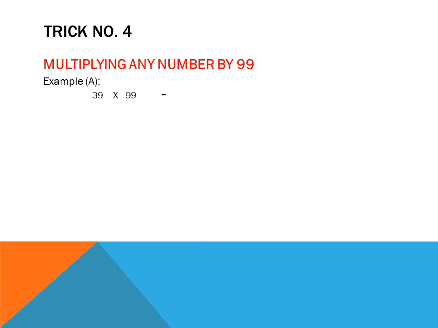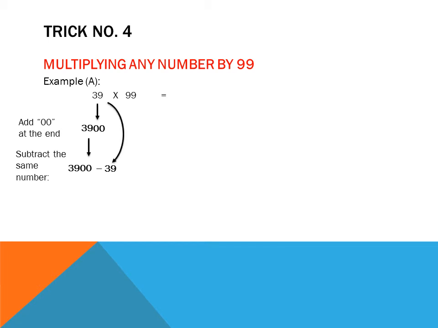Now trick number 4. Multiplying any number by 99. So let's take an example. 39 multiplied by 99. So 39. Now add two zeros at the end of this number, any given number. Okay, 39 in this case, so we are using double zeros at the end of 39. Subtract the same number from this. Okay, so 3900 minus 39, and this is your answer, 3861.